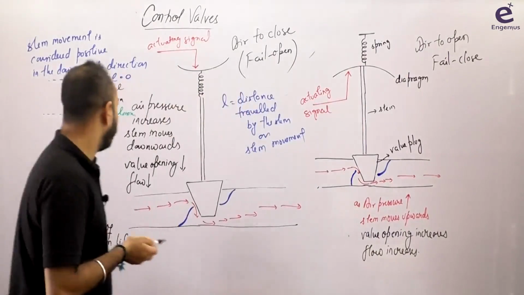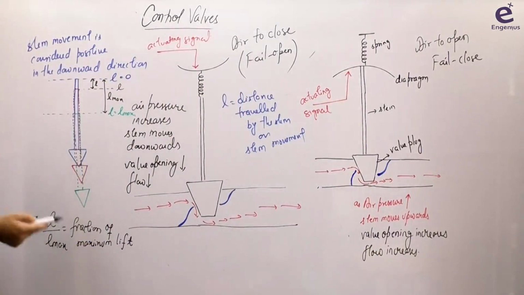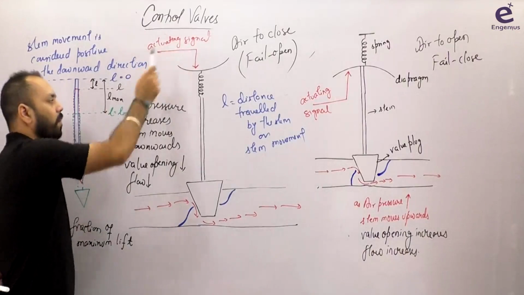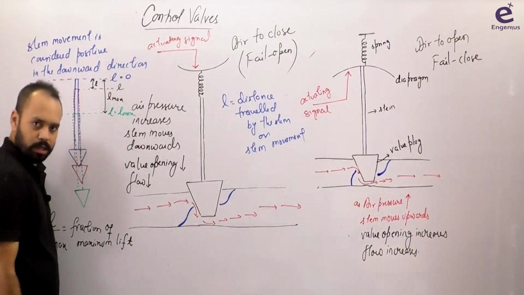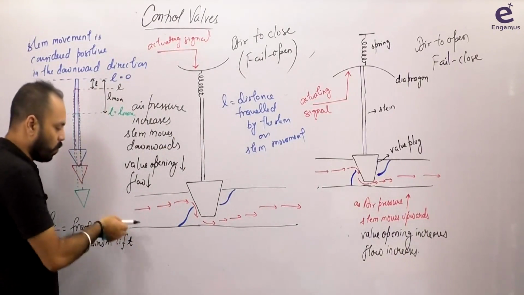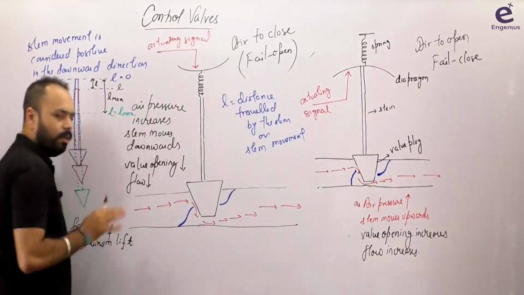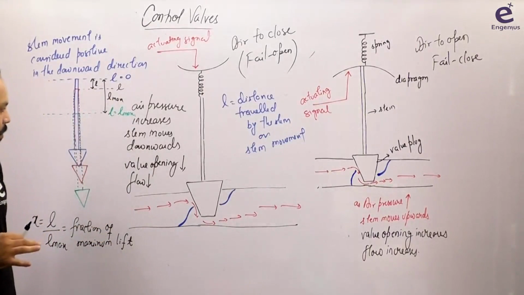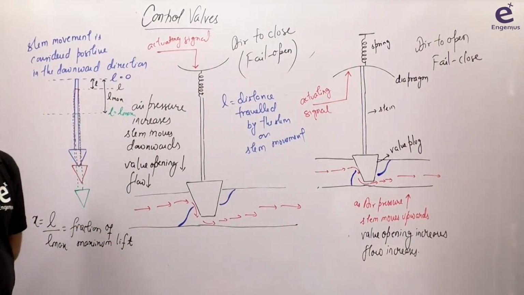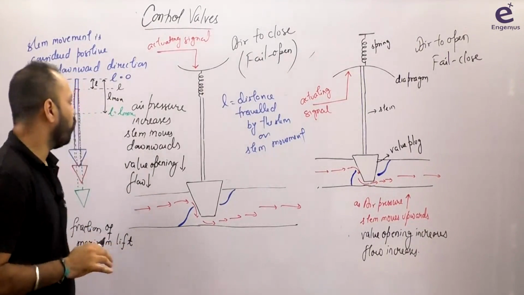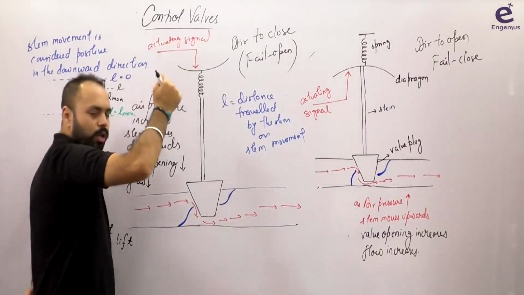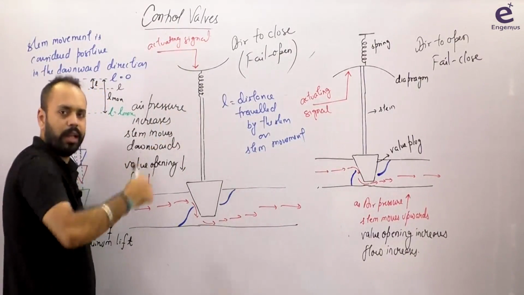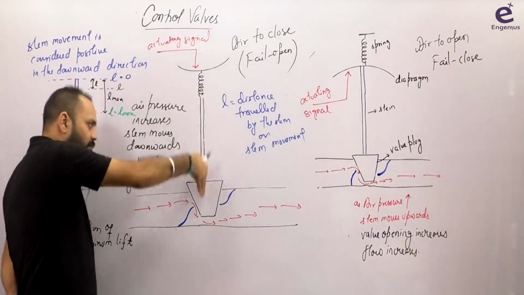Now, in case of valve, the input is considered as the actuating signal, right? And the output is considered as the stem movement. Many students consider कि sir output is the flow rate. It seems that the output is the flow rate and input is the actuating signal, but it is not like that. In case of valve, the actuating signal is treated as the input, and the output for deciding direct or indirect action is considered as the stem movement.